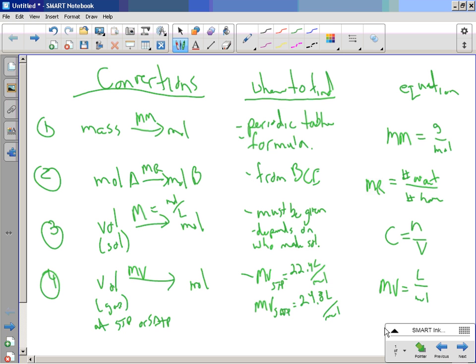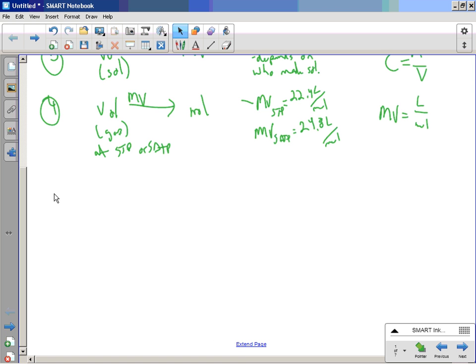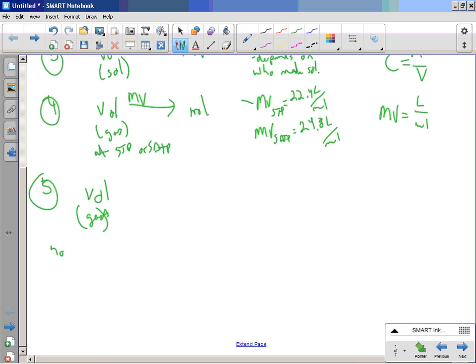Okay? All right. I'm going to move down because we've really got one more situation that we've got to deal with. We'll extend the page a little bit. So number five, and that is volume of a gas. And this is not STP/SATP. And I need to figure out moles.